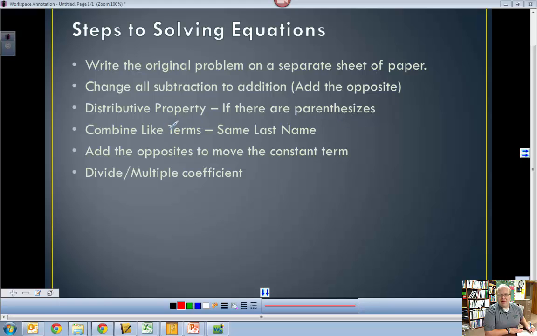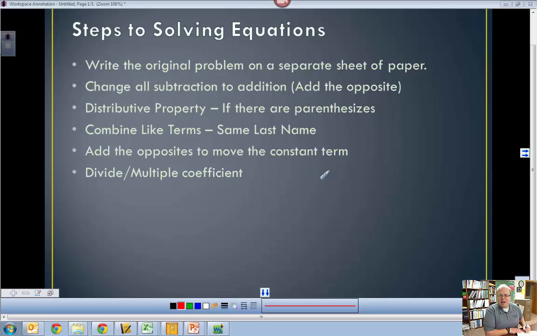Once I've done that, I'm going to combine my like terms. Remember, this is combining those terms with the same last name. If they have no last name, I can combine those because they have no names. Then I'm going to add the opposite to move the constant term, and I'm going to divide by the coefficient.